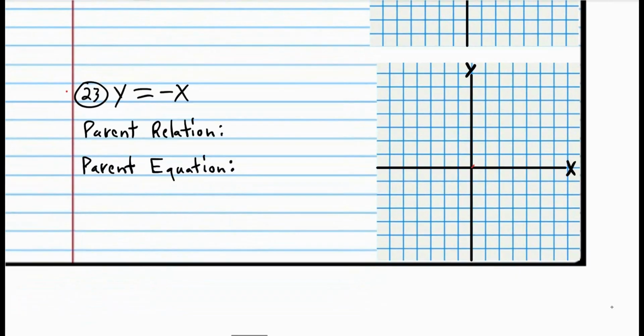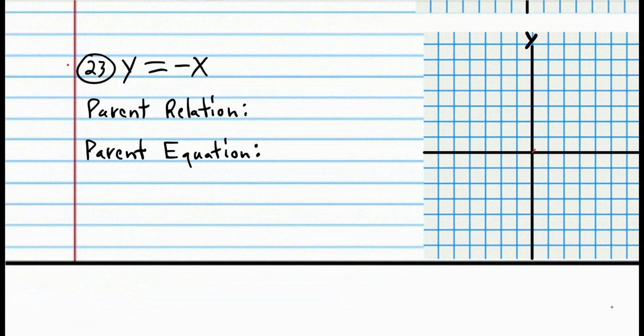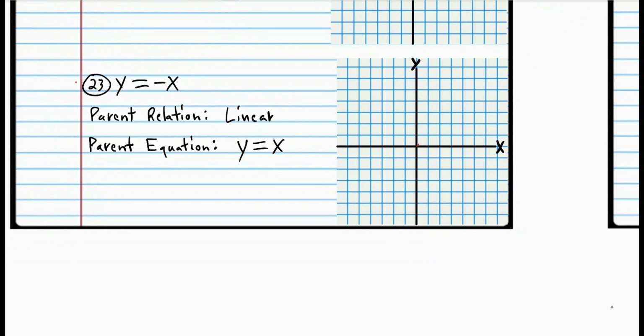All right, we're back. Now we have a linear relation. Why is it linear? Because there's no square roots, squares, cubes, or absolute value symbols. It must be linear. The parent equation is y is equal to x. Y is equal to x normally looks something like this, the graph. But because you have a negative in front of the x, you're going to reflect across the y-axis. So all these points are going to move over here, and all these points are going to move over here. And we're going to end up with a graph that looks like so.